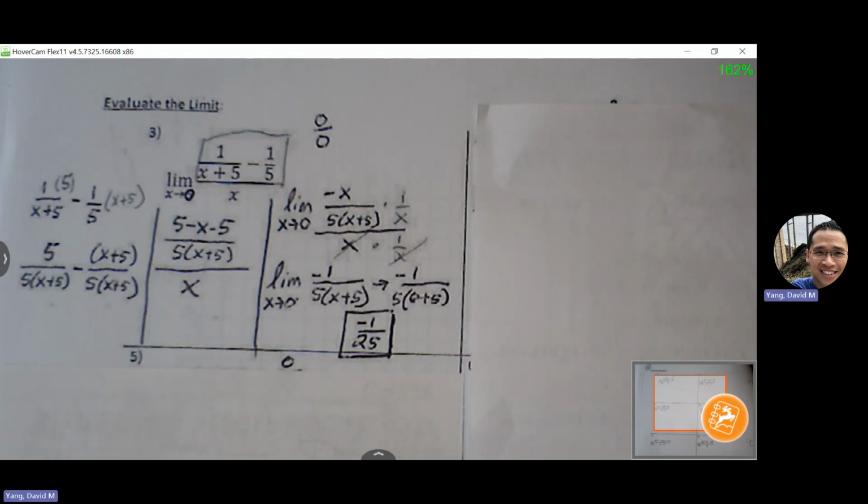Any questions about the cleanup process up to where the fractions combine?